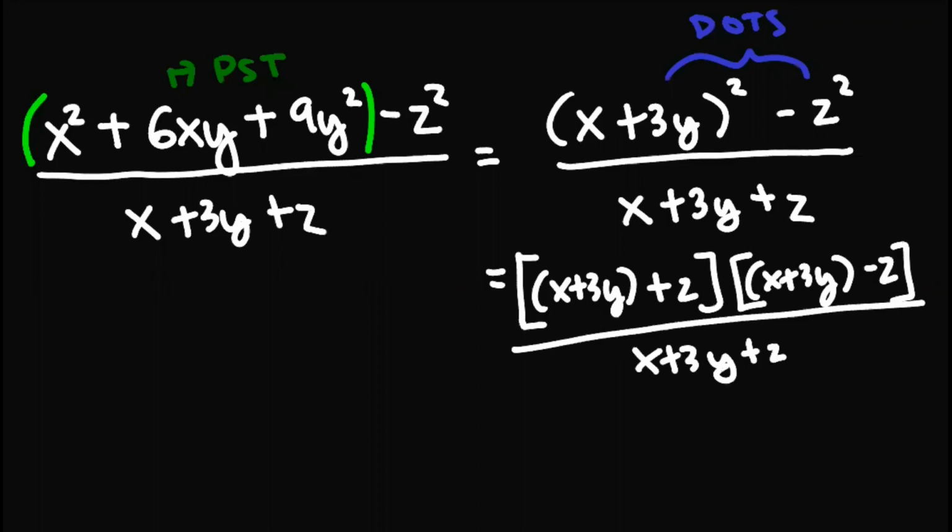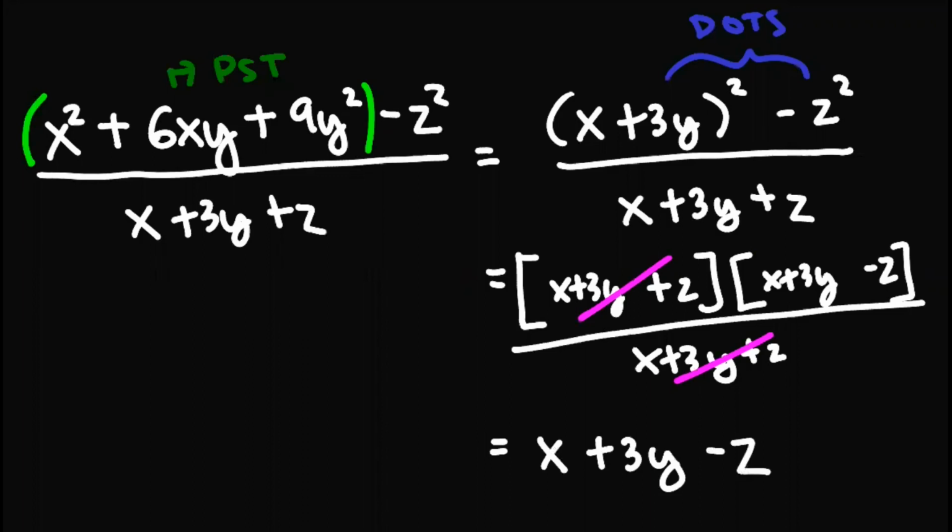Now observe that if we remove the parentheses out here and out here, we both have an x plus 3y plus z in the numerator and in the denominator. So we can cancel that one out. And so we are left with x plus 3y minus z. And this is the answer.